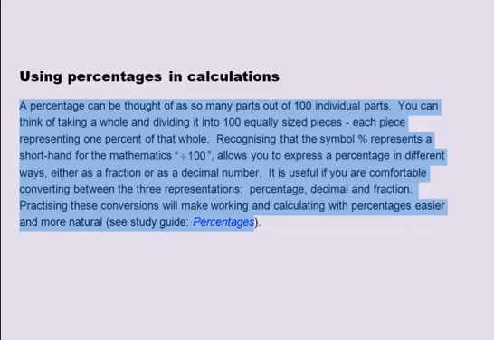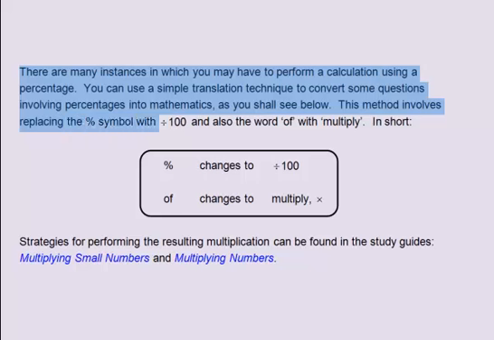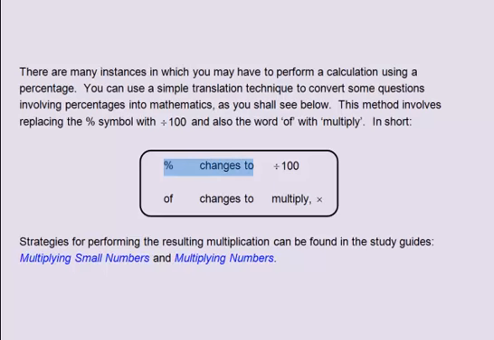See study guide, Percentages. There are many instances in which you may have to perform a calculation using a percentage. You can use a simple translation technique to convert some questions involving percentages into mathematics, as you shall see below. This involves replacing the percentage symbol with divide by 100 and also the word of with multiply. In short, the percentage symbol changes to divide by 100, the word of changes to multiply. Strategies for performing the resulting multiplication can be found in the study guides Multiplying Small Numbers and Multiplying Numbers.